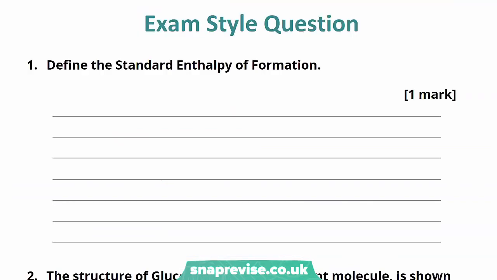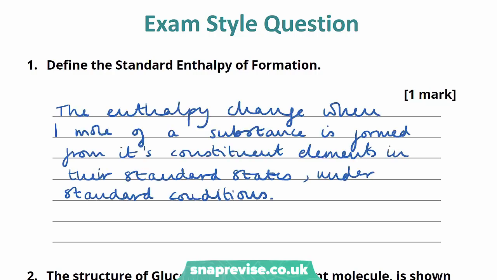The first question asks us to define the standard enthalpy of formation. Now we know the standard enthalpy of formation to be the energy change or enthalpy change when 1 mole of a product is formed from its constituent elements in their standard state under standard conditions. So that's quite simple. Let's see how we'll answer this question. The enthalpy change when 1 mole of a substance is formed from its constituent elements in their standard states under standard conditions. A nice and easy definition to get us 1 mark.